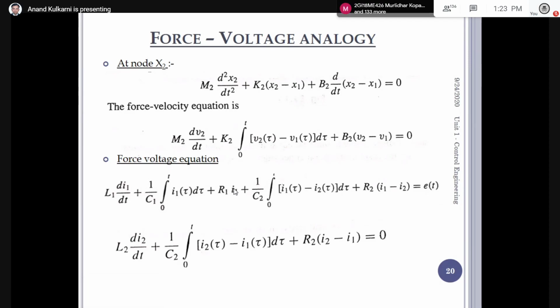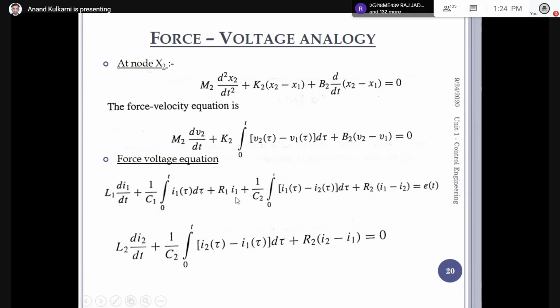Just a second, I'll open the book and see. For the force voltage analogy, mass is equivalent to inductance. Then spring constant is equivalent to 1 by capacitance. Then velocity is equivalent to the current. Then we have the damper, that is B, damper B is equivalent to the resistance. So wherever these mechanical terms are there, we'll have to replace them with the corresponding force voltage analogy.